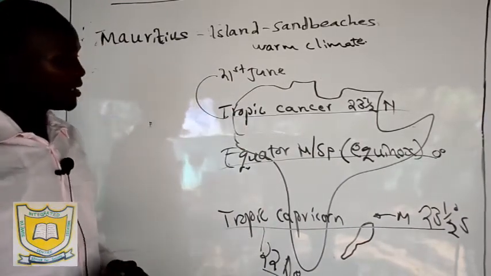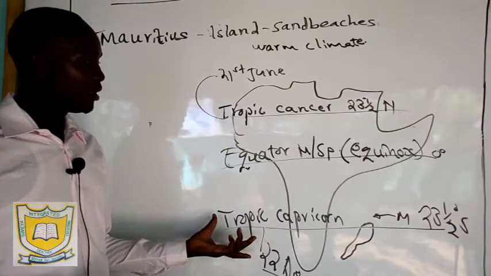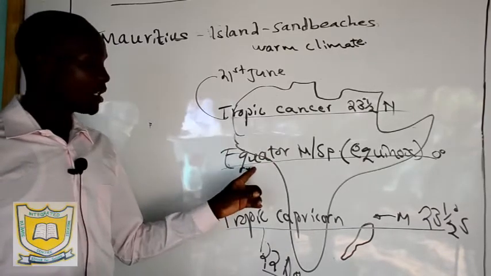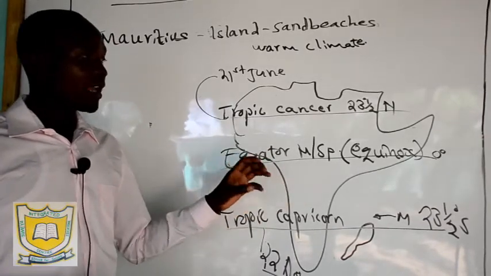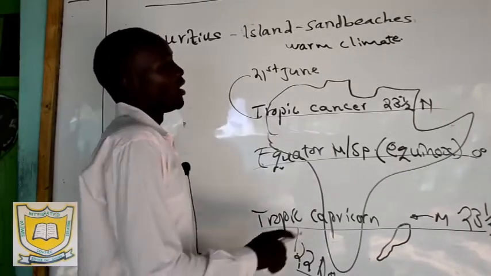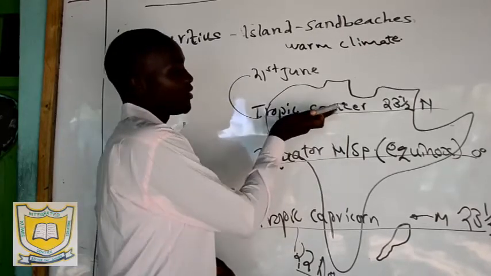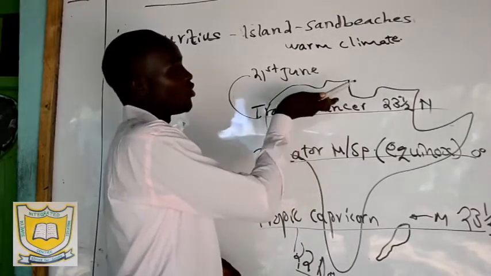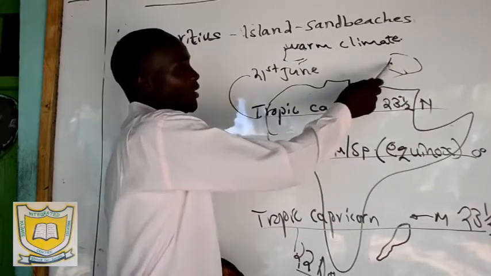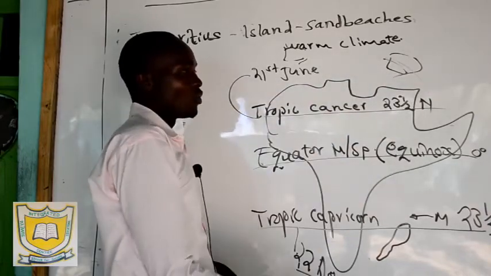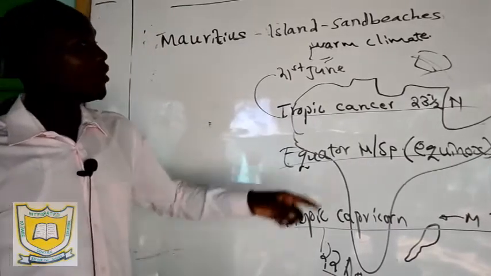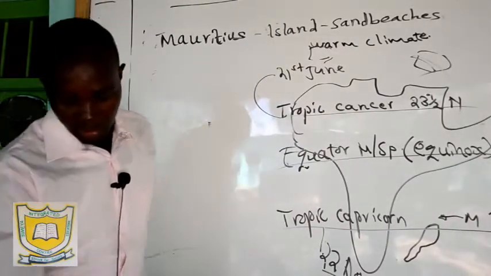And we say areas within the tropics are warm. Why? Because the sun is overhead throughout the year. When you talk about December, June, March, and September, it is here. So that's why Africa experiences warm climate compared to other places. The places far away from the tropics, like Europe here and Asia here, some of these areas experience winter because they are far away from the tropics. So that's warm climate in Mauritius.